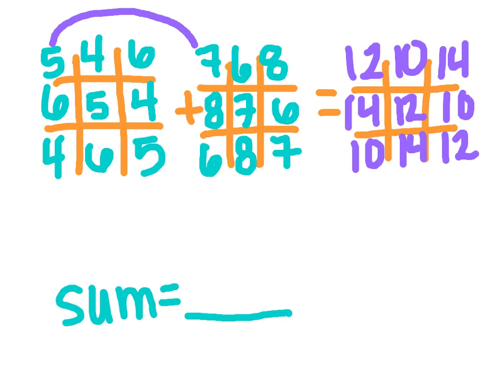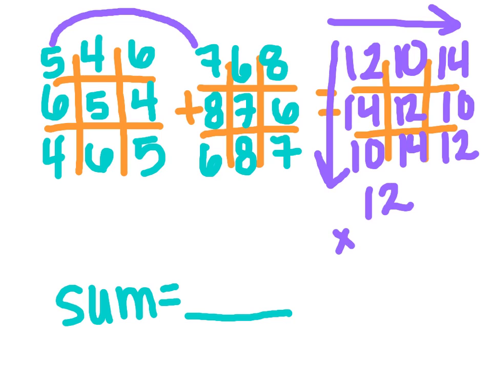Now remember, in order to find the sum, we need to add going down and across, but also going diagonal. So let's start with 12 plus 12 plus 12. I also know that that is 12 times 3, which equals 36. So let's make sure that the other columns and rows equal 36.